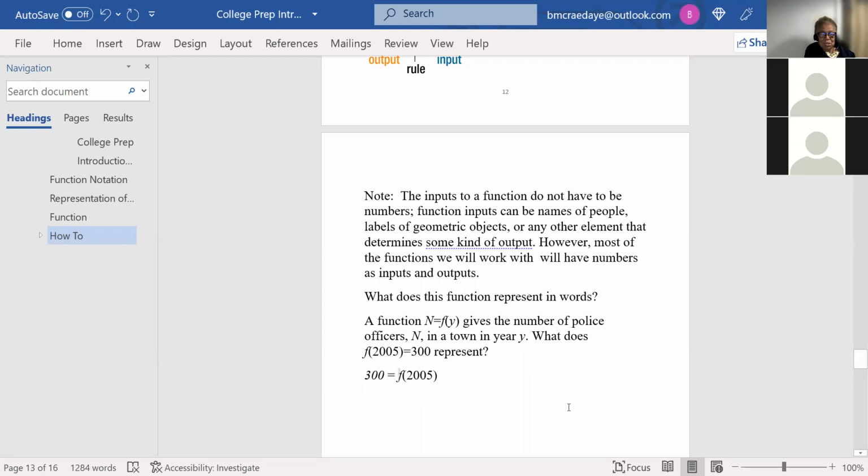Questions? So remember we said that these numbers don't have to be just a number. They can represent something, like this represents the year 2005. Maybe in 2010 it may have been 325. It had 25 more officers. Okay, so that's an example.